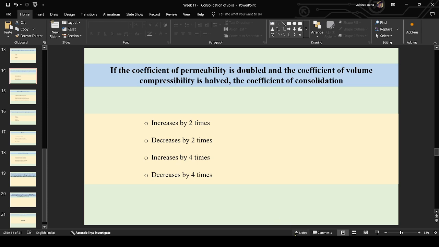If the coefficient of permeability is doubled and the coefficient of volume compressibility is halved, the coefficient of consolidation: first option, increases by 2 times; second option, decreases by 2 times; third option, increases by 4 times; and last option, decreases by 4 times.